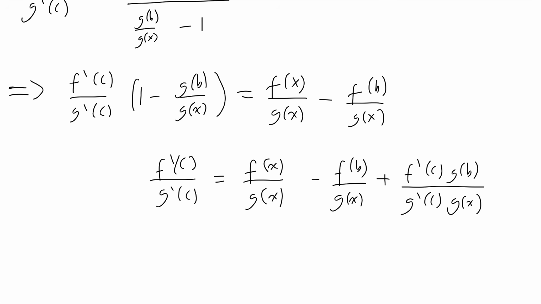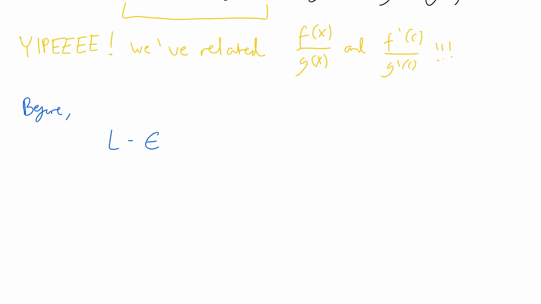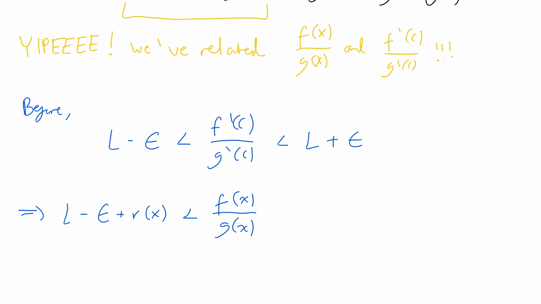And now look what we've done. We've got an expression relating f of x over g of x and f prime of c over g prime of c, which is almost what we're looking for. We do have to deal with this r of x term, but we'll get back to that in a second. Remember how we had this bound before? Well, we can let x equal c and then use our other formula to get some bounds on f of x over g of x.